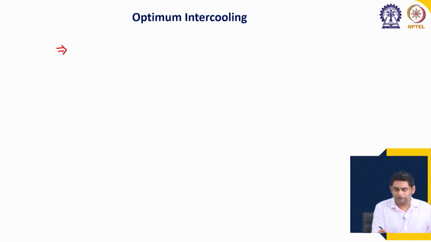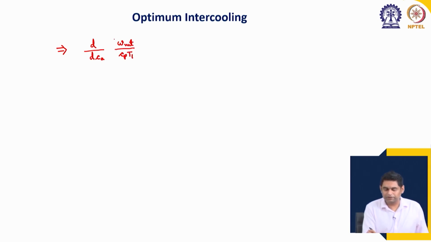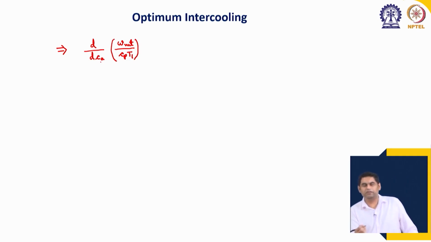We can take a derivative of this net work output by CPT1, the non-dimensional net specific work output, with respect to any of these parameters Ca or Cb, because they are not independent. Cb is equal to C by Ca. So, we are going to take a derivative with respect to Ca and equate it to 0, and from there we can find an expression for Ca in terms of known parameters C and T. So that we know what should be the optimum case.